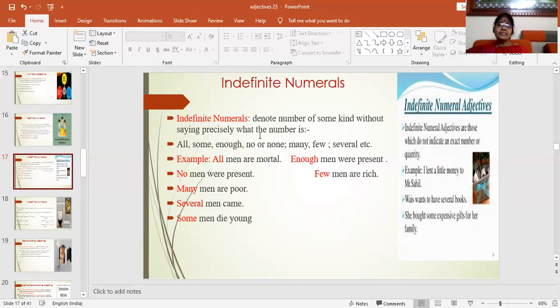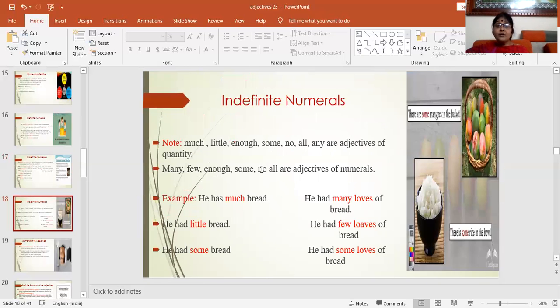There is no exact number. So they are those which do not indicate exact number. Indefinite numerals are those which do not indicate exact number. For example, I lent little money to Mr. Sahil. I'm not saying how much money I meant. Little number. So this is called indefinite numeral. Then indefinite numerals of these adjectives also we learned.